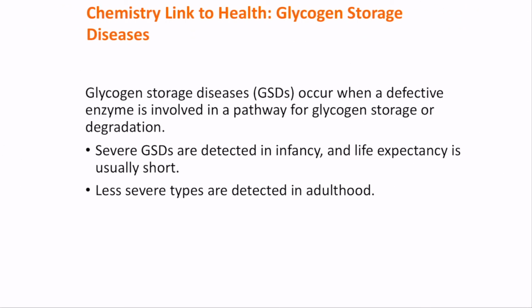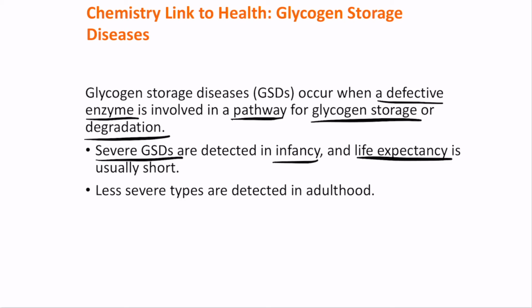So let's talk about the chemistry linked to some of the health diseases caused by glycogen storage diseases. These are diseases that can occur when you have a defective enzyme involved in the pathway of glycogen storage or degradation. Severe glycogen storage diseases are detected in infancy, and you can expect the life expectancy to be very short, and less severe types are generally detected in adulthood.